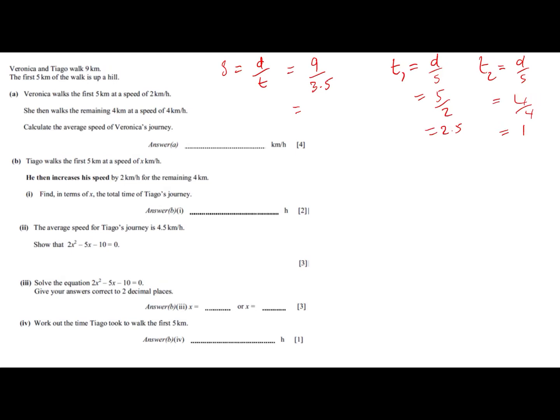So we're going to now do 9 divided by 3.5, which is about 2.57 kilometres per hour to 3 significant figures. Okay? Hope that makes sense. Now, this is basically about Veronica, okay?